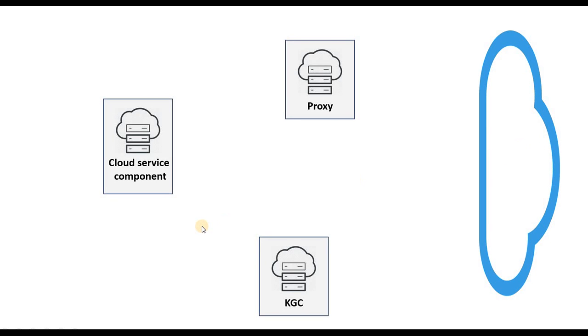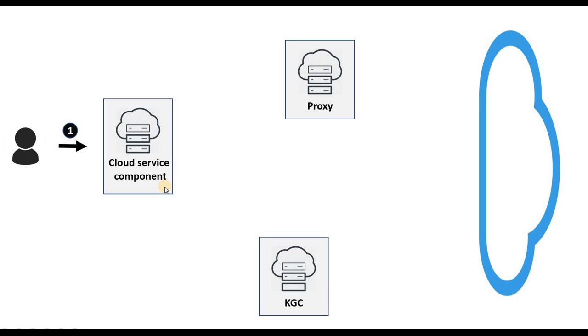So you know that eventually we are going to store the data in our cloud environment. So I have just represented it like this, and we will be developing 3 projects. One project by name Cloud Service Component, one more by name Proxy, and one more by name KGC. All 3 will be independent components deployed in different hosts. So let me explain to you the data write operation first.